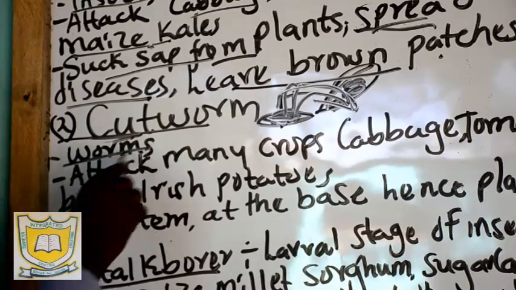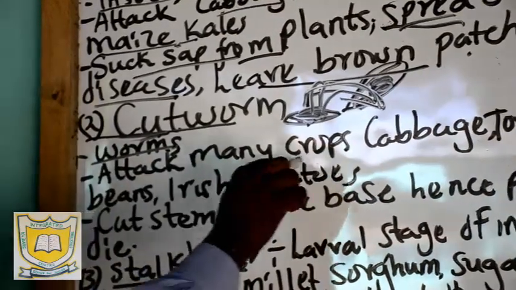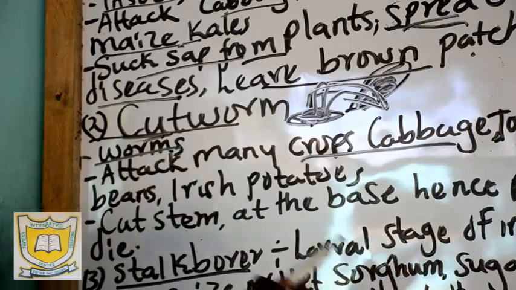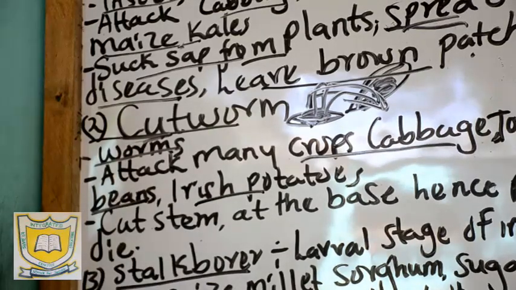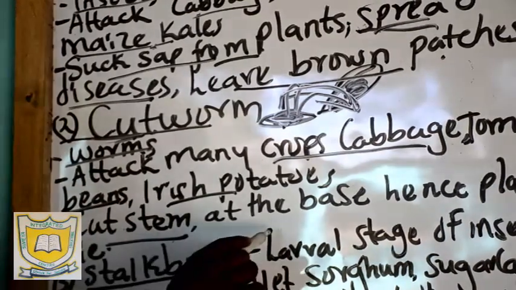That's why we say cutworms are worms. They attack mainly crops such as cabbages, tomatoes, beans and Irish potatoes. We said it cuts the stem at the base.